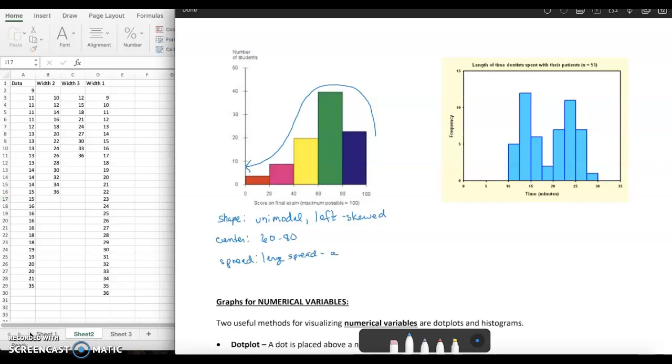Pretty much all grades possible are covered. Like this class really spanned everything. Not everyone was lumped into this small area. Not everyone passed. Not everyone failed. Everyone's kind of all over the board.